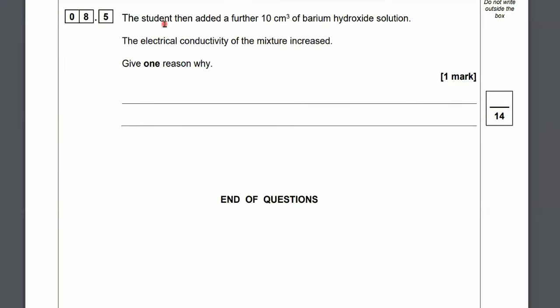Last question, 8.5. The student added a further 10 centimeters cubed of barium hydroxide solution. The electrical conductivity of the mixture increased. Give a reason why. Well, remember, we only have barium sulfate and water in the products in the equation above. Now we've just added a solution of barium hydroxide. It's an ionic compound and it's in solution. So guess what? It's got free ions. So we'd say barium hydroxide solution has free ions.